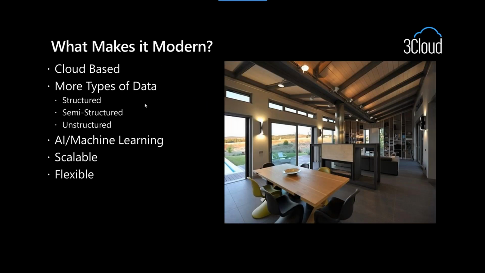So this new kind of approach, we're talking about what makes it modern, right? So it's cloud-based for one. It's not on premises. It's not living in your data center. It's in the cloud, and for us, it's in Azure, right? Because that's our world. We have more types of data, as we mentioned in the beginning: structured, semi-structured and unstructured data. We'll talk about that a little bit more. What do those things mean?